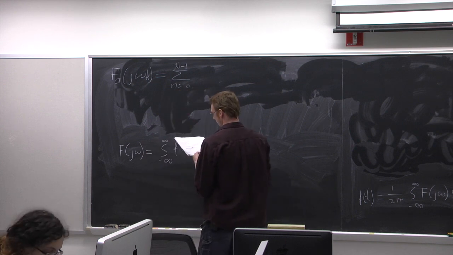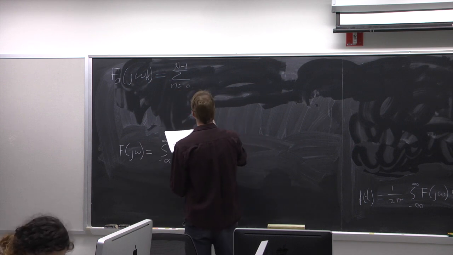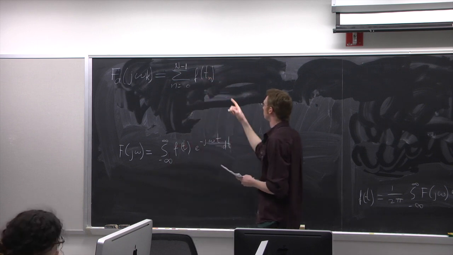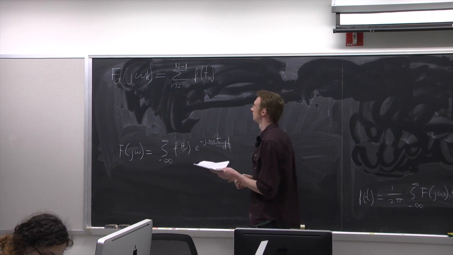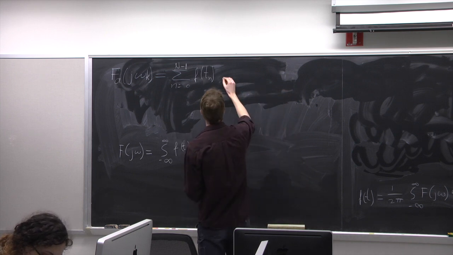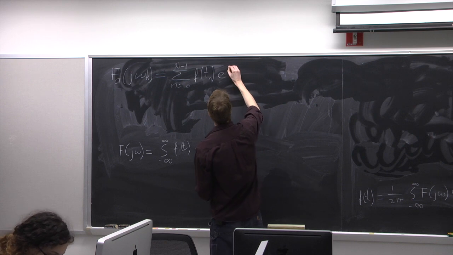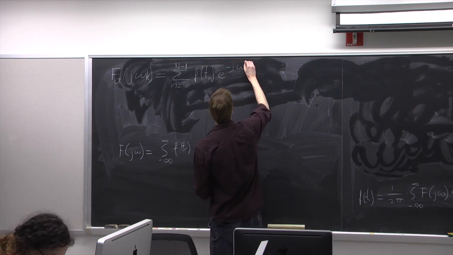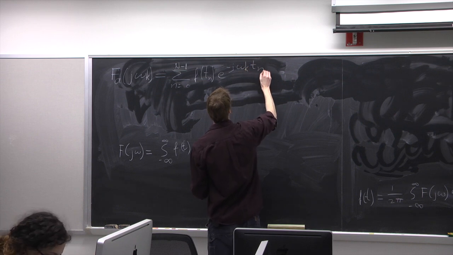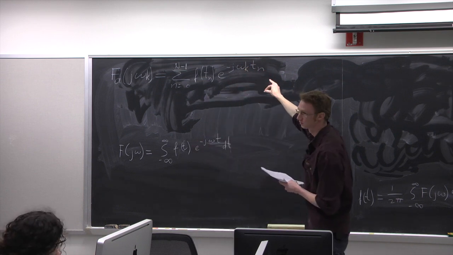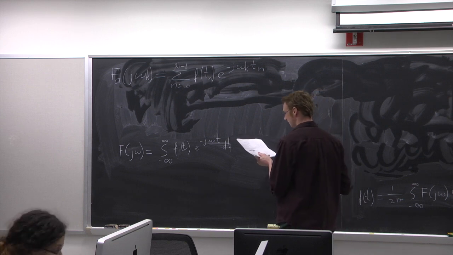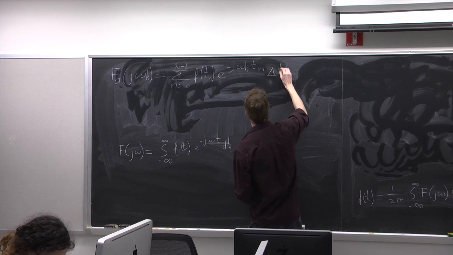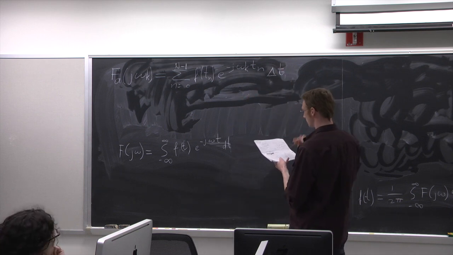Over a discrete, finite amount of elements, we're going to have our f taken at Tn, so no longer at continuous t, but at points Tn. And the exponential now has both discrete frequency and discrete time, so omega k and Tn. And the time step.